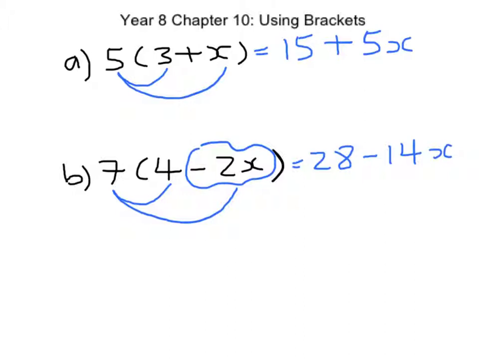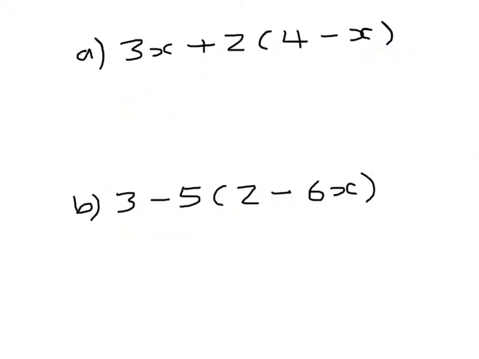Now we'll go on to some more complicated examples. What we're going to do now is multiply out a bracket, but also simplify as we go along when we've got a more complicated expression. So if we look at the first example, 3x, well, I'm going to leave that on its own. I'm going to simplify that later on. But I'm then going to multiply out the second bracket.